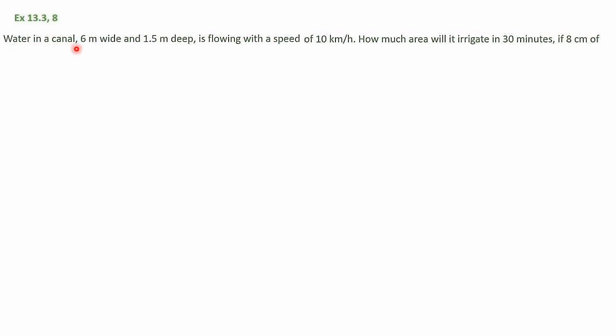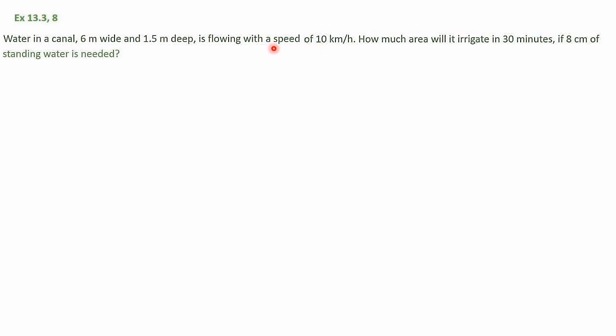Next, we shall discuss question number 8. The question is, water in a canal 6 meter wide and 1.5 meter deep is flowing with a speed of 10 km per hour. How much area will it irrigate in 30 minutes if 8 centimeter of standing water is needed? Here, a canal is in the shape of a cuboid. Since the water is inside the canal, the shape of the flowing water is also cuboidal. So 6 meter wide and 1.5 meter deep, depth and width are given to you. It is flowing with a speed of 10 km per hour.